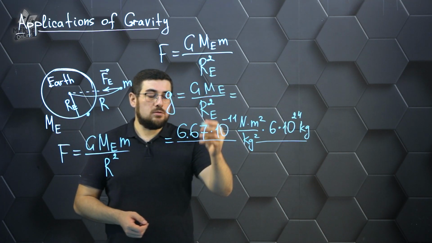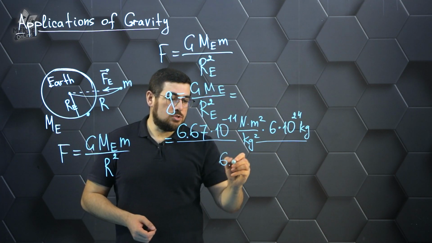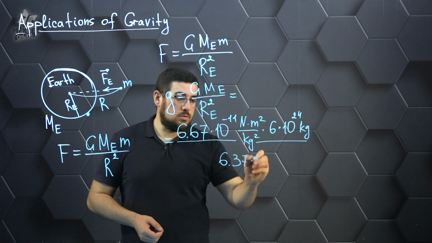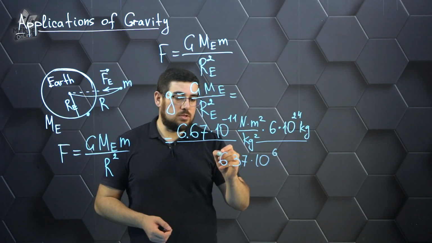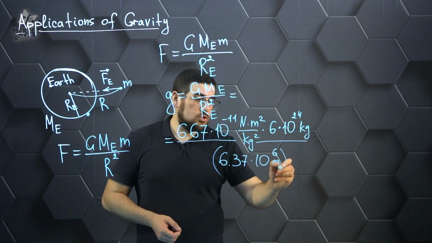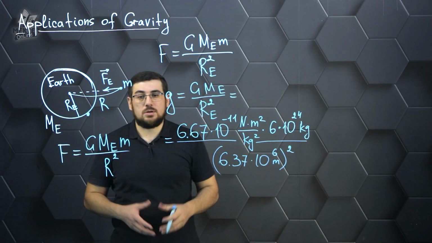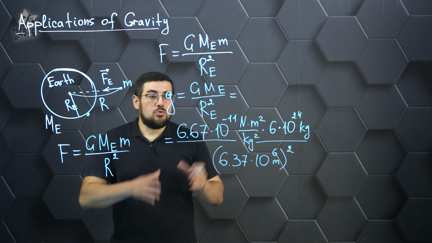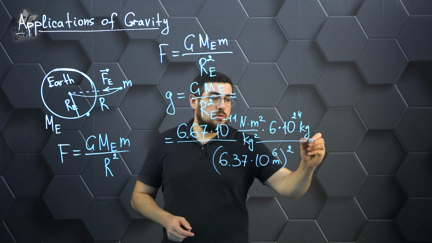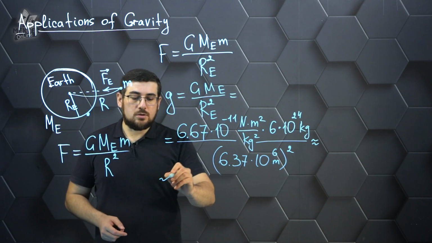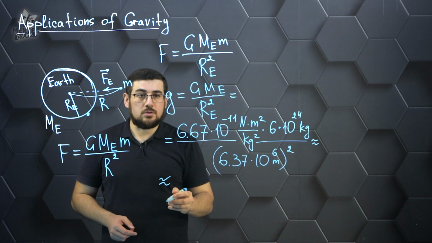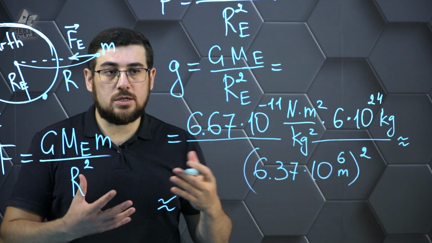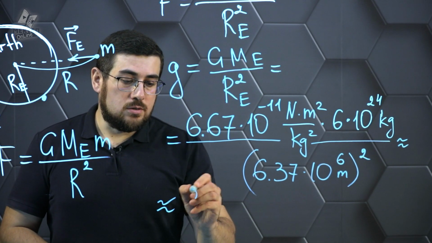And the radius of the Earth is roughly equal to 6.37 times 10 to the 6th power of a meter. So of course we take the radius of the Earth squared here. Once we've done this calculation, we have an approximate value, which is directly the acceleration of free fall: 9.81.